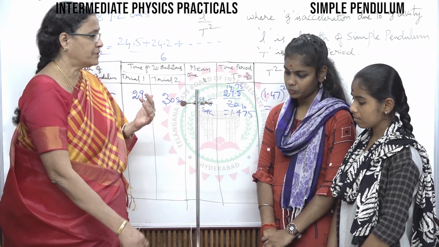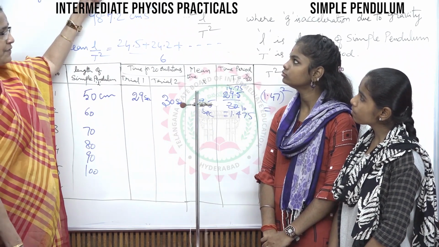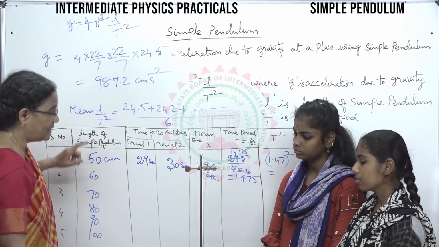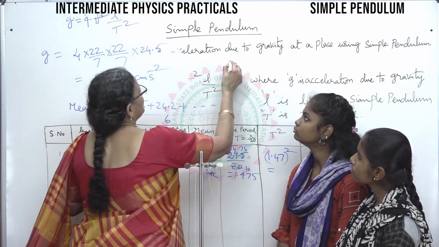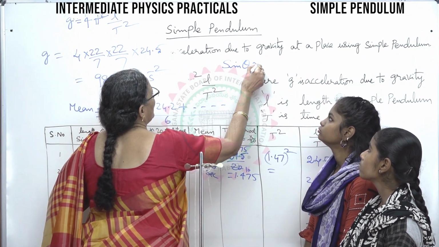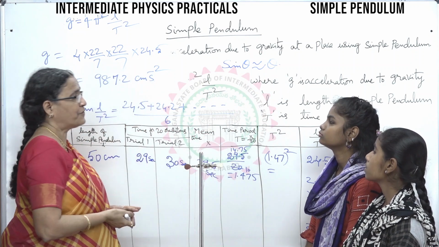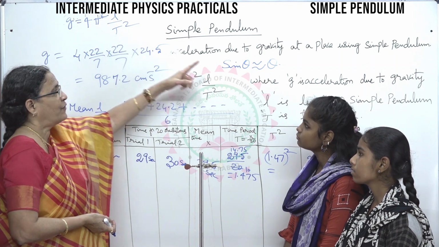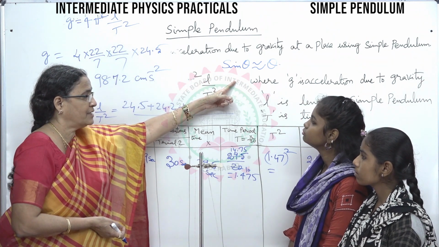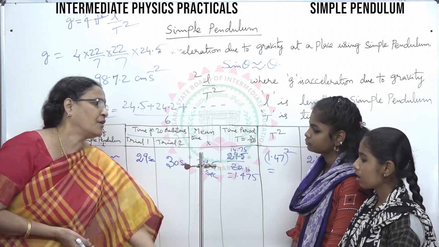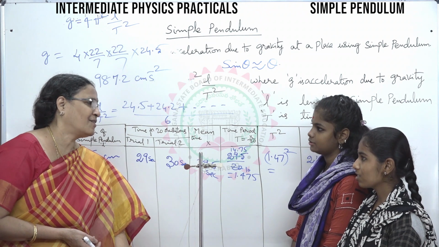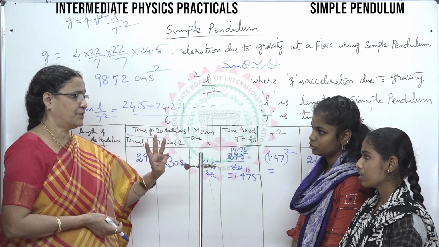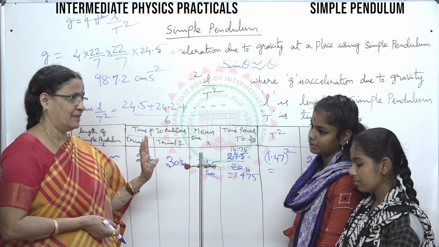If you take the amplitude more, we are using this formula. This formula is derived assuming that sin theta is approximately equal to theta. We have used this particular thing in arriving at this equation. So sin theta is approximately equal to theta only when theta is small. So if you take large amplitude, theta is not small. Okay? So precaution number 1, large amplitude should not be taken.